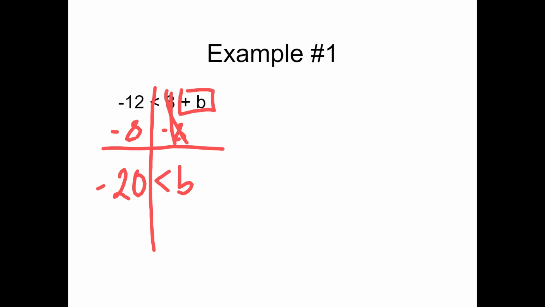So negative 20 is less than b, or you can flip it around if you wanted to, because I know we like to have our variables on the left side, but we make sure that the symbol stays the same. Here I notice that the symbol is eating b, so I got to make sure that it's eating b over here as well. And then we can flip it around like that if we wanted to. So b is greater than negative 20, because that makes it easier to understand.